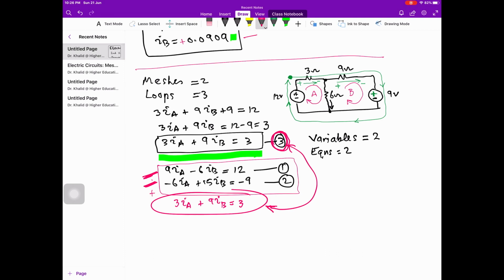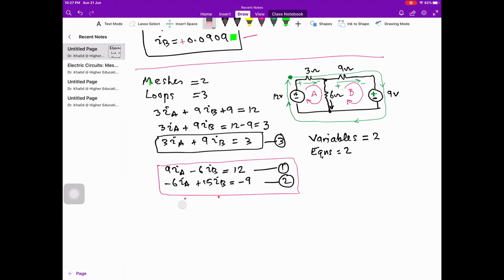This additional equation does not convey additional knowledge to solve the mesh equations. That is why we write the number of equations equal to the number of meshes, not equal to the number of loops. This was an additional point I wanted to emphasize over here. So I will leave everything over here.